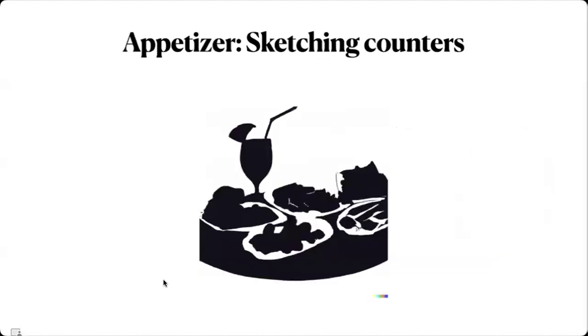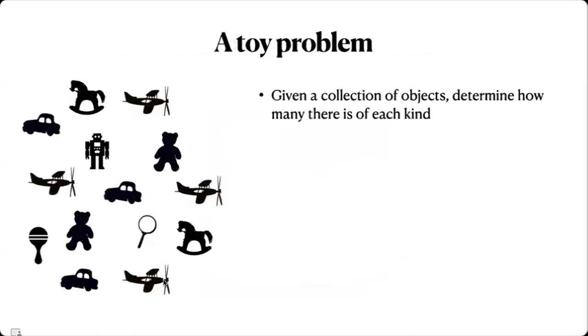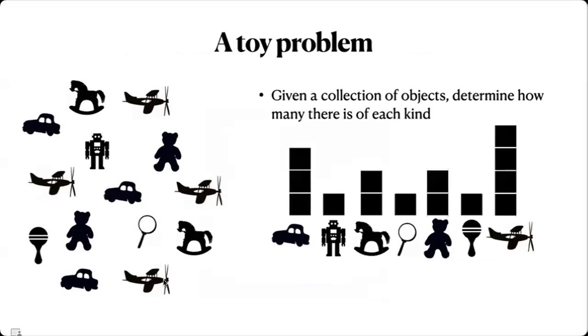So let's get started. We'll start with something simple, and probably this is going to look familiar to things you have seen, but just to establish some ways of thinking about things that we'll be using throughout the talk. The appetizer is about counting things. Let's consider a toy problem. We have a collection of objects, and we want to determine how many there are of each kind. So basically, we want a representation of a histogram, saying, for example, that there are 3 cars and 2 teddy bears.